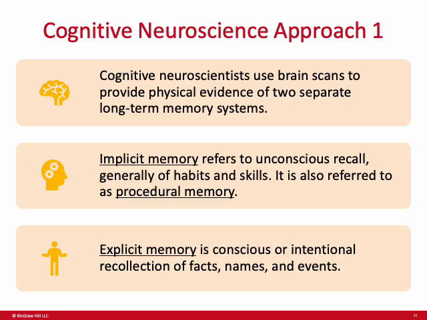Cognitive neuroscience is an approach that involves using brain scans to provide physical evidence of two separate long-term memory systems. Implicit memory refers to unconscious recall, generally of habits and skills. It is also referred to as procedural memory. Explicit memory is conscious or intentional recollection of facts, names, and events.